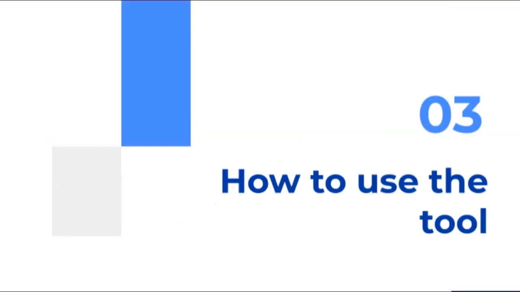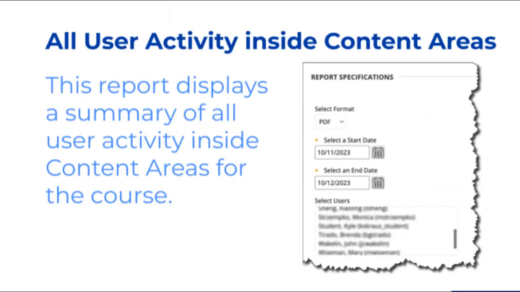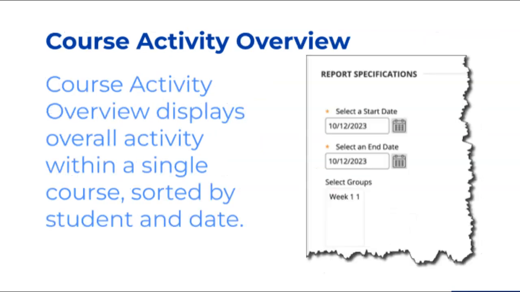How to use the tool. First, we will review the various report types, then go over how to run reports. All User Activity Inside Content Areas report. This report displays a summary of all user activity inside content areas of the course. Course Activity Overview displays overall activity within a single course sorted by student and date.